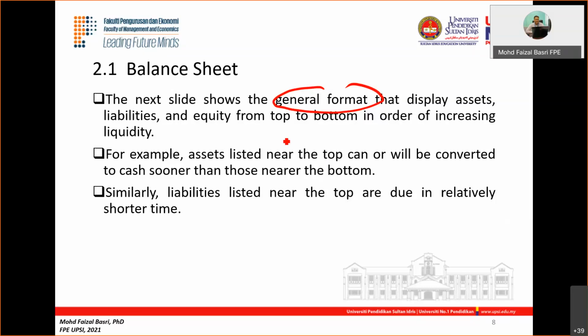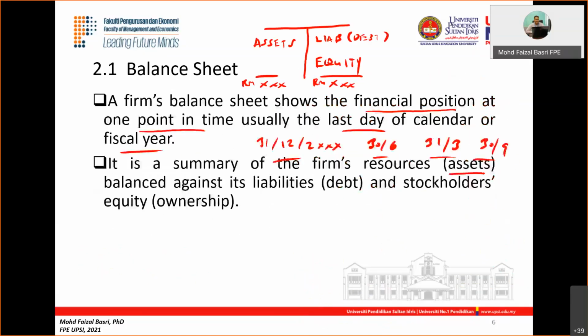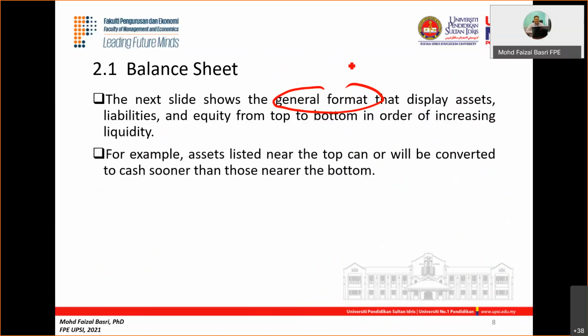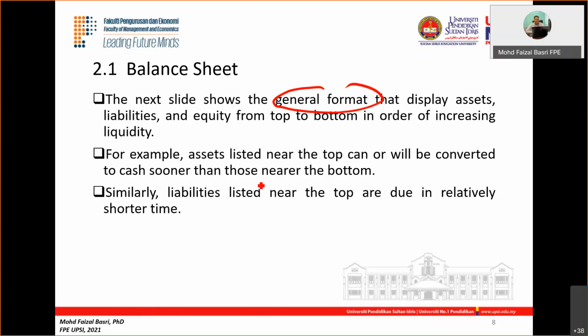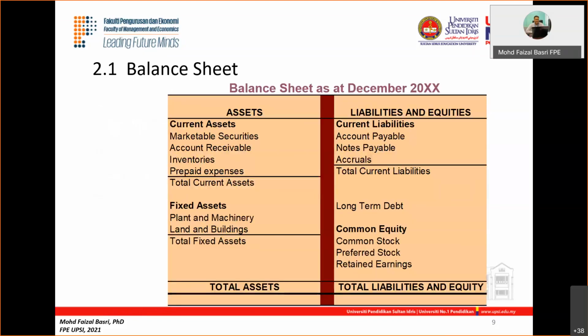The general format indicates that assets will be on one side and on the other side will be liabilities and equity, just like what I did here. Assets on the left, and liabilities and equity on the other side. In terms of liquidity, they list from the most liquid on top until the hardest to convert nearer to the bottom. So the most liquid, like cash, you put on top. I said accounts receivable earlier, but what is harder to convert into cash will be put at the bottom. Similar for liabilities: anything due earlier will be put on top, and due later will be nearer to the bottom. So this is how it possibly looks.